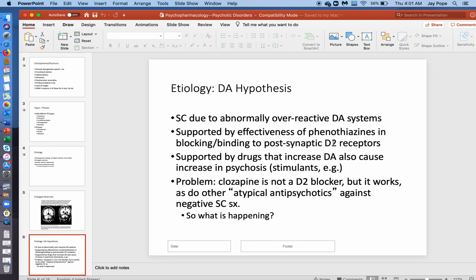We also know that this dopamine hypothesis is supported by the fact that any drug that increases dopamine also causes an increase in psychosis. So we know, for example, that many stimulant drugs like cocaine cause a surge of dopamine, and people who are on cocaine for a long period of time face several problems, including high blood pressure and problems with your arteries, and several other things, but they also are at increased risk for psychosis.